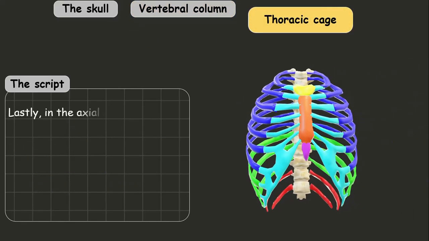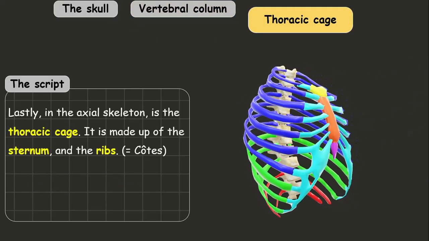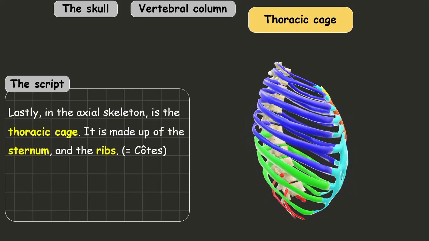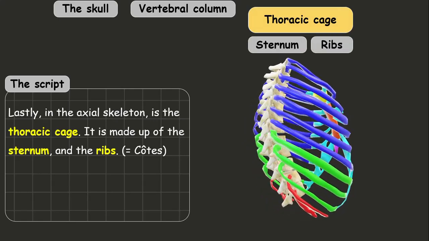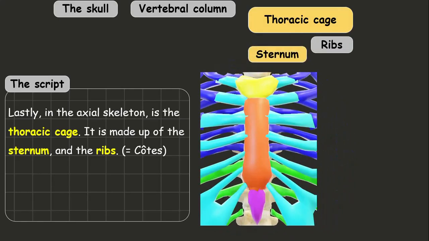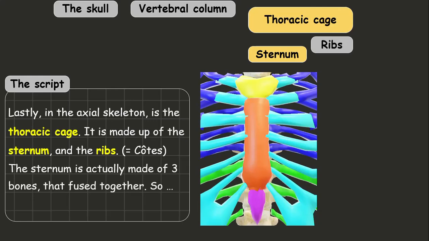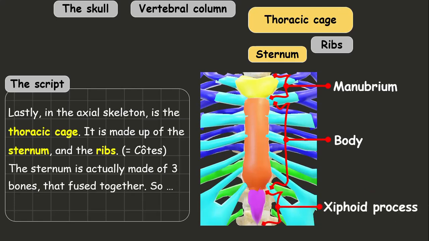The last part of the axial skeleton is the thoracic cage. It is made up of the sternum and the ribs. The sternum is actually made of 3 bones that fuse together. So this is the manubrium, this is the body, and this is the xiphoid process.